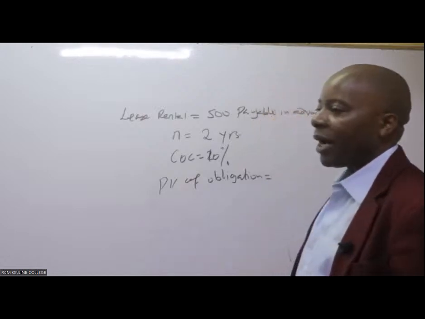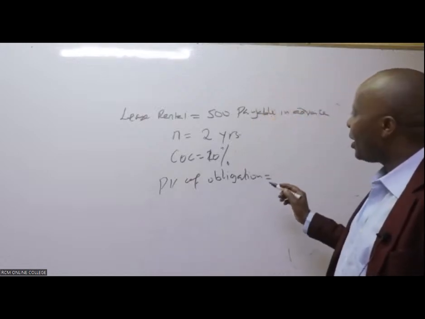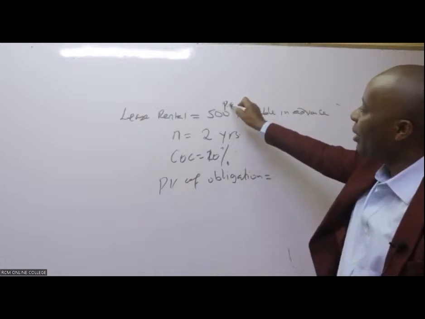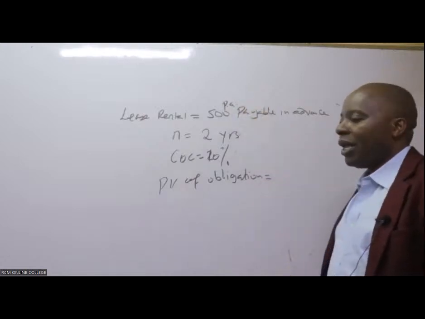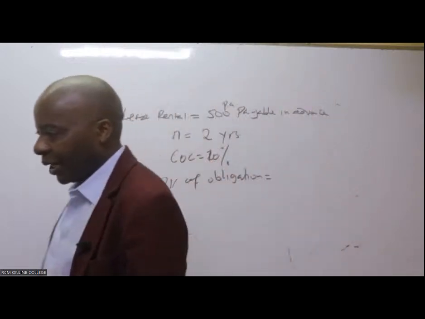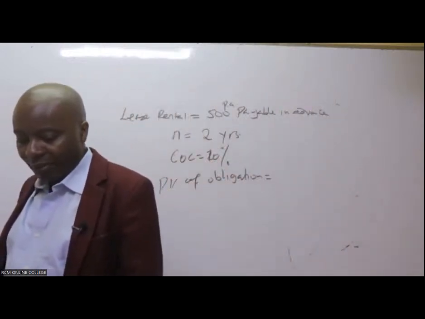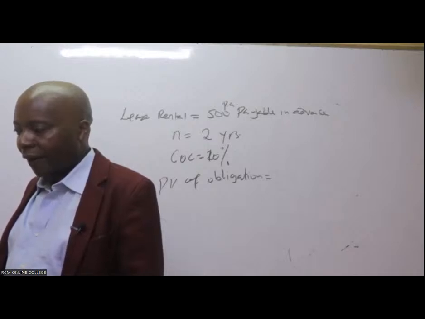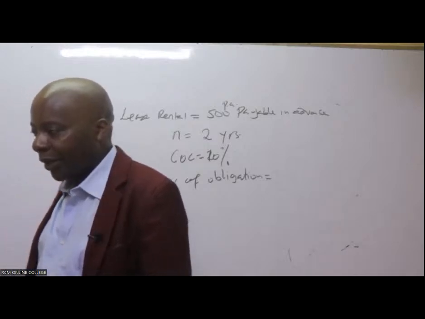Let's see, abracadabra. Remember, 500 is per annum. This is per annum, payable in advance.